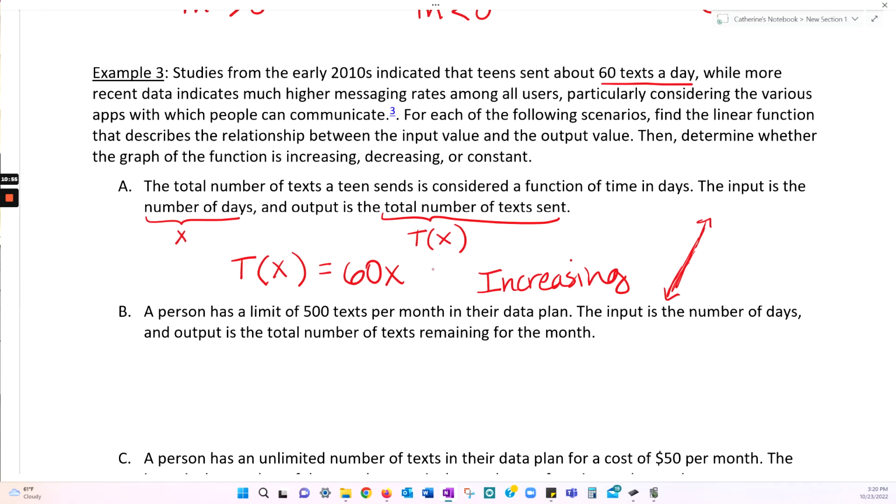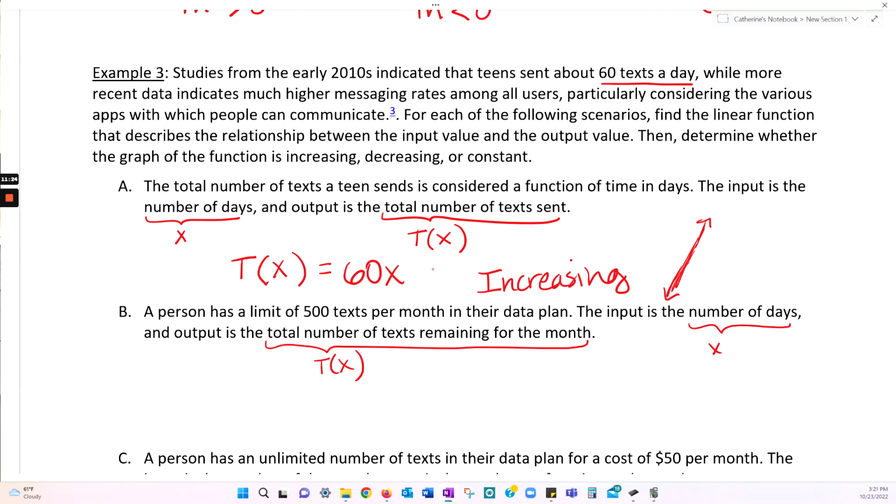Okay. Part B, a person has a limit of 500 texts per month in their data plan. The input is the number of days, so we still got x for the number of days. And the output is the total number of texts remaining for the month. So this is just 1 month that we're looking at. So I'll stick with T of x, I guess, total number of texts, but it's remaining from the 500.